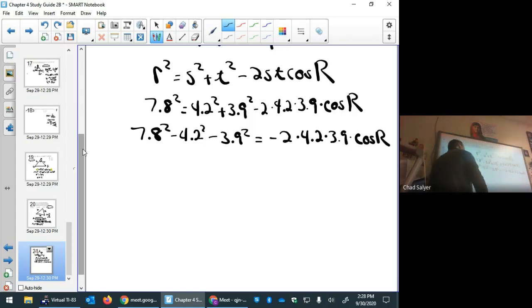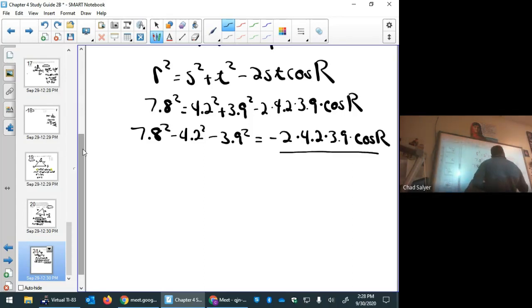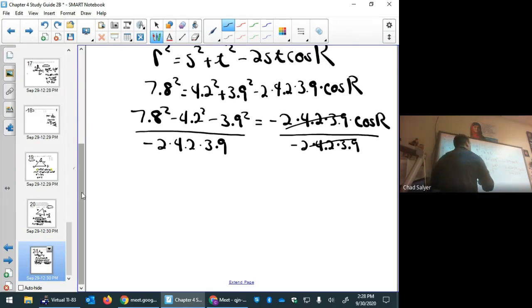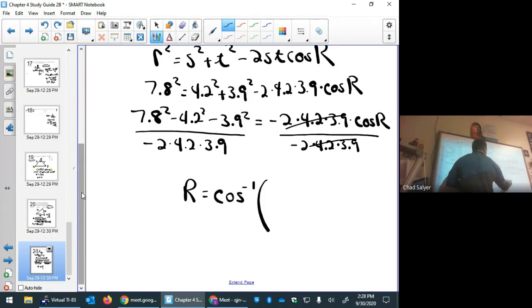And then once I'm here, I'm going to divide away this bit from both sides, of course. Now, you could probably skip that step if you're really adept at algebra, but I caution you not to on a test problem. Just give yourself every opportunity to get it right. So if the cosine of R is this value, then R is going to be, you guessed it, the cosine inverse of this big old mess right here.